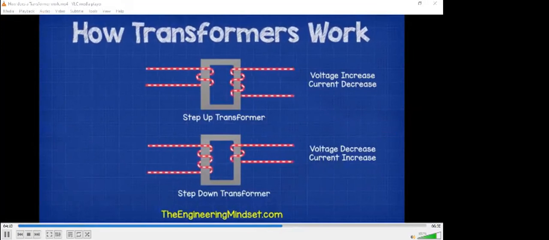To increase the voltage in a step-up transformer, we just need to add more turns to the coil on the secondary side than the primary side. In a step-down transformer, the voltage is decreased in the secondary coil, which means that the current increases. To do this, we just use less turns in the coil on the secondary side compared to the primary side.